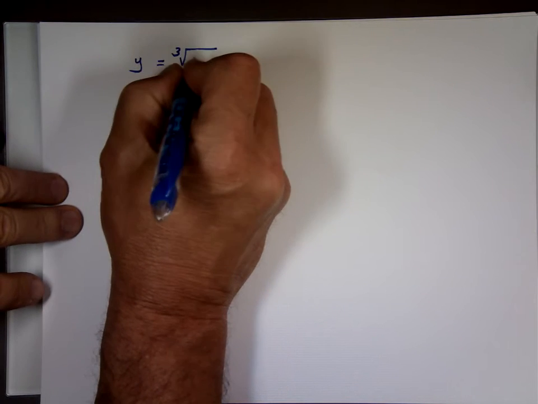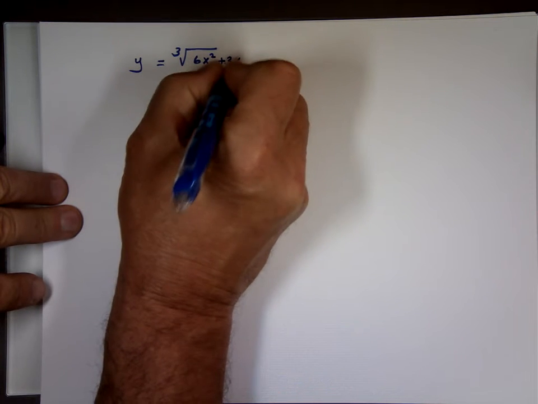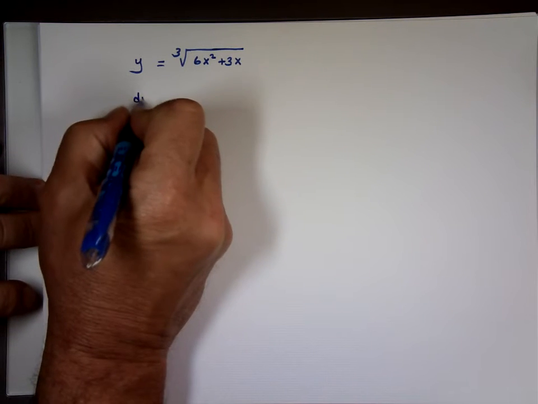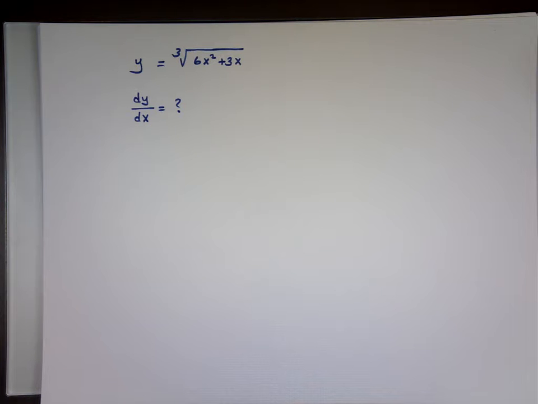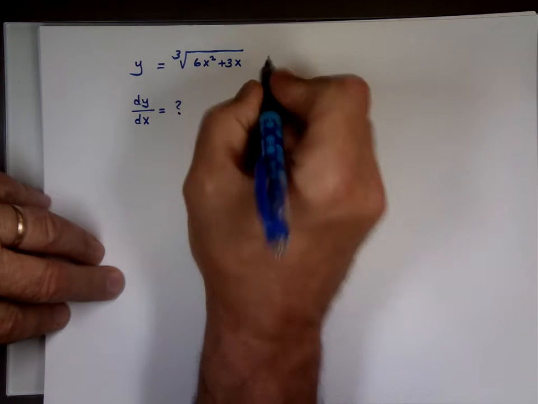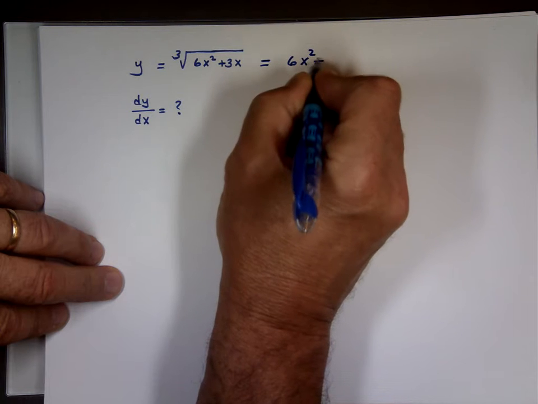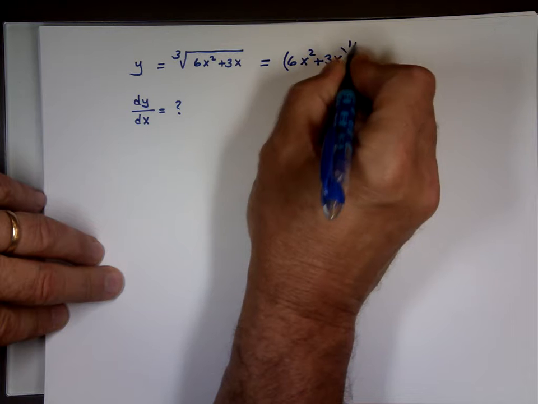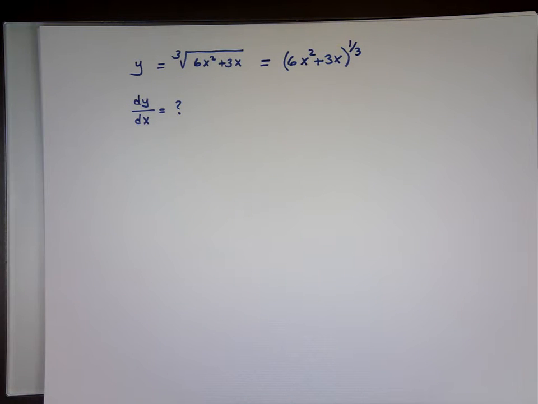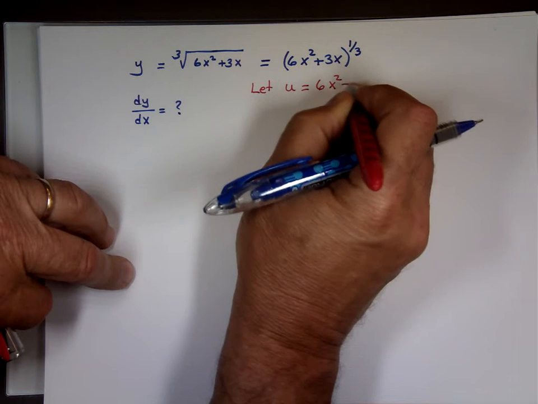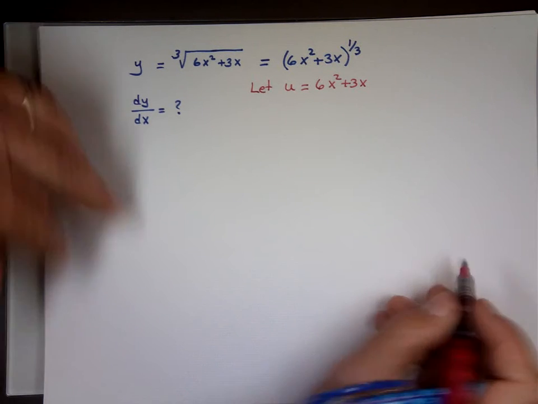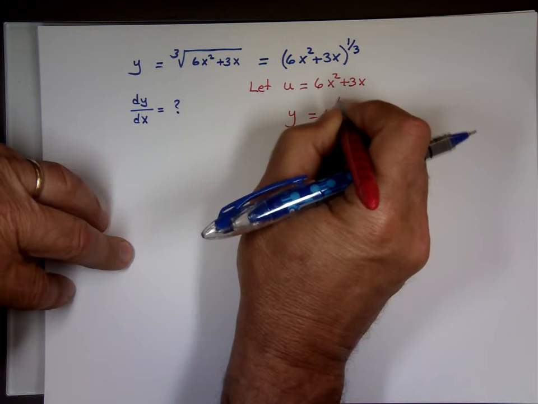Here's another example. y equals the cube root of 6x squared plus 3x. I want the derivative of that. Again, notice I can rewrite this as what? 6x squared plus 3x to what power? 1/3. So I'm going to do the same thing I did before. I'm going to let u equal what's inside the parentheses. And if I do that, I can write y now as what? u to the power of 1/3.